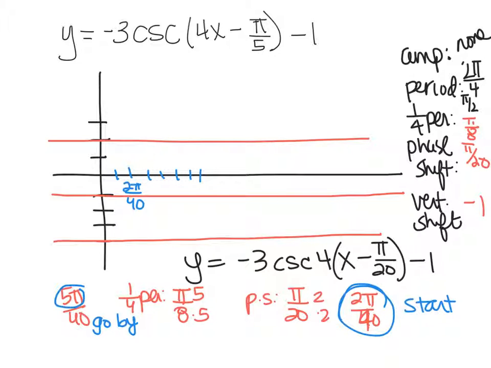So 1, 2, 3, 4, 5. So then that's 7 pi over 40. 1, 2, 3, 4, 5. That is 12 pi over 40. 1, 2, 3, 4, 5. That is 17 pi over 40. And 1, 2, 3, 4, 5. That is 22 pi over 40. Okay, so I'm almost ready.